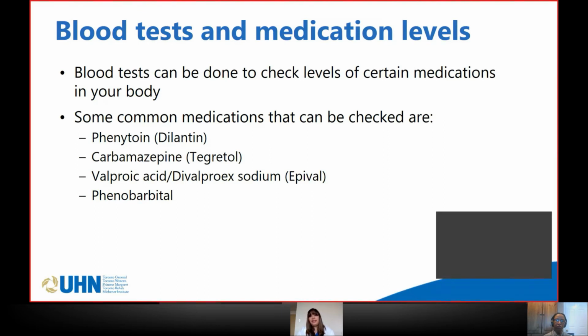We can do blood tests to measure a lot of the newer medication levels as well, but this is often not needed because they usually have more predictable levels in the body, and there's a good correlation between the dose you're taking and the level that we expect there to be in the body.